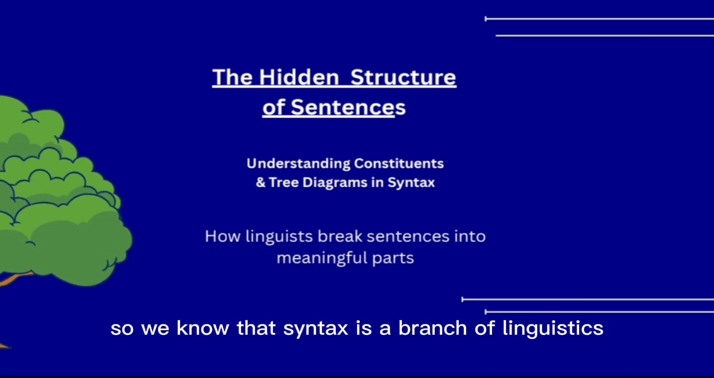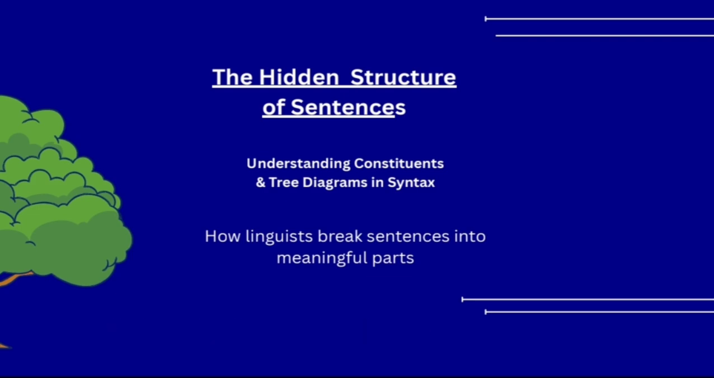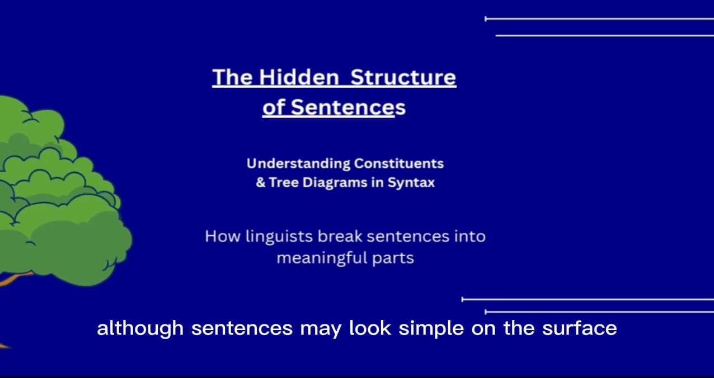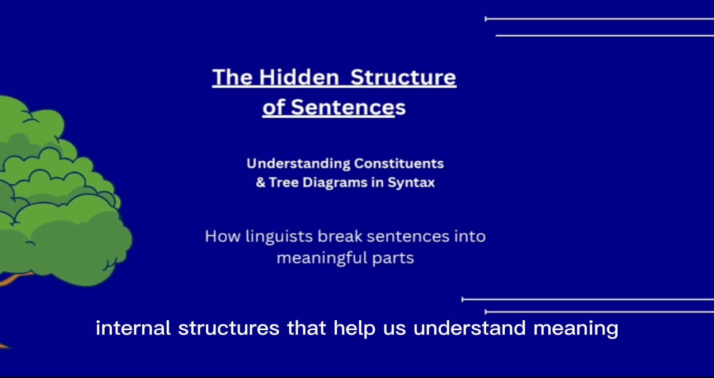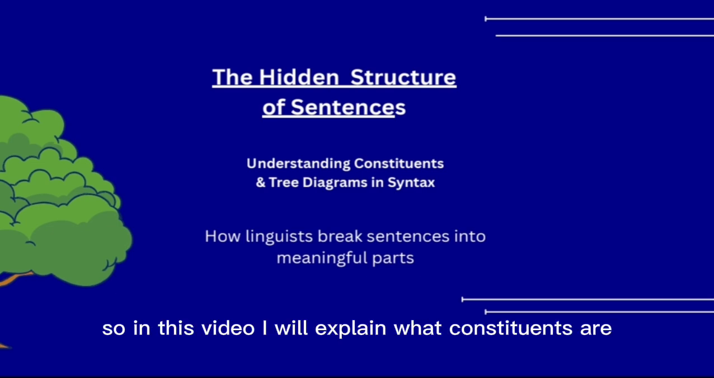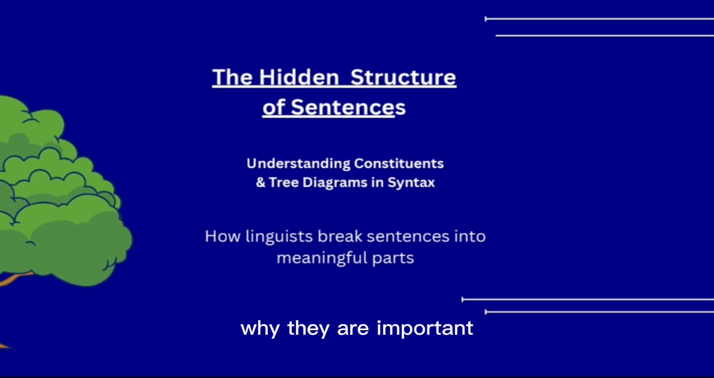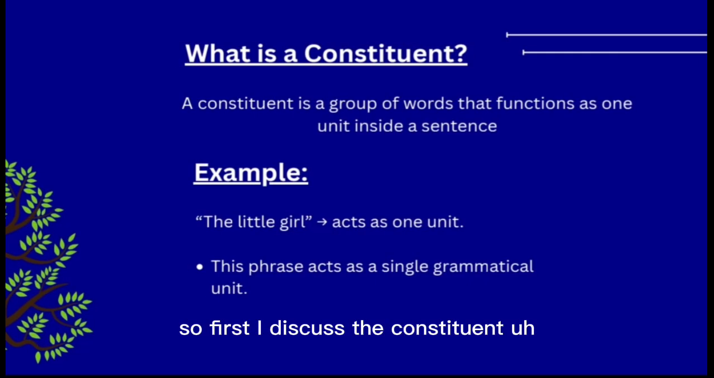So we know that syntax is a branch of linguistics that studies how words combine to form phrases and sentences. Although sentences may look simple on the surface, they have some internal structures that help us understand meaning. So in this video, I will explain what constituents are, why they are important, the different types of constituents, and how tree diagrams help us analyze sentence structure. So first I discuss the constituent.